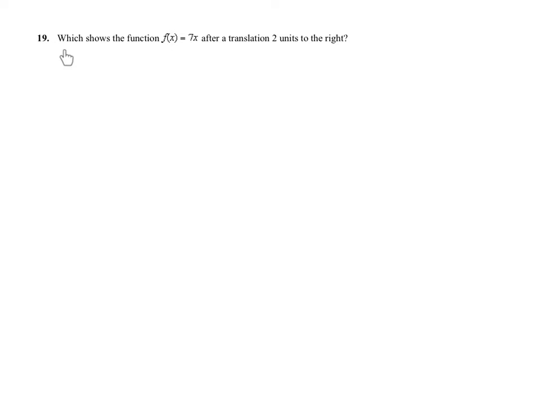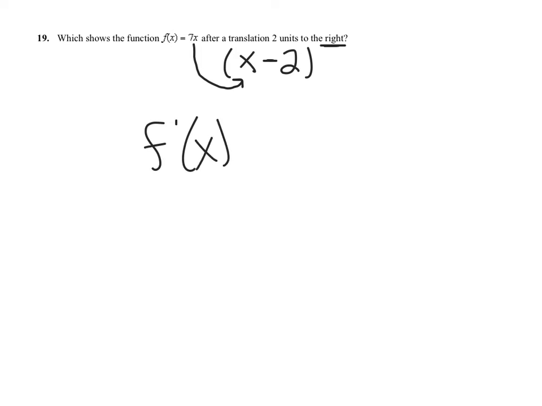Which shows the function 7x after translation 2 units to the right? This is a right or left situation, so that's where you have to start those parentheses, the x, and since I'm going to the right, it's going to be a minus sign. So it's going to be x minus 2. And anywhere you see that x, you're going to put in its place parentheses x minus 2. So that would be f prime x equals 7 parentheses x minus 2. And you could leave it just like that.